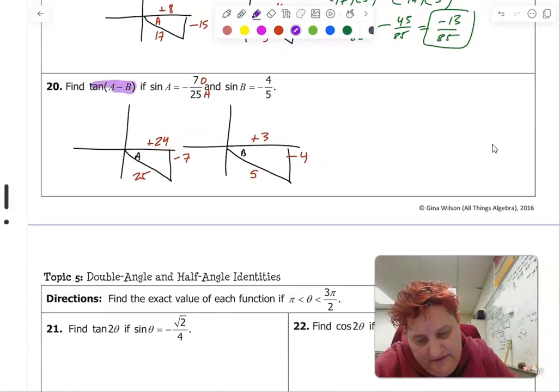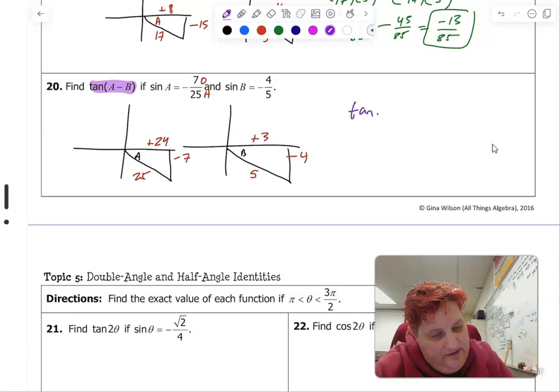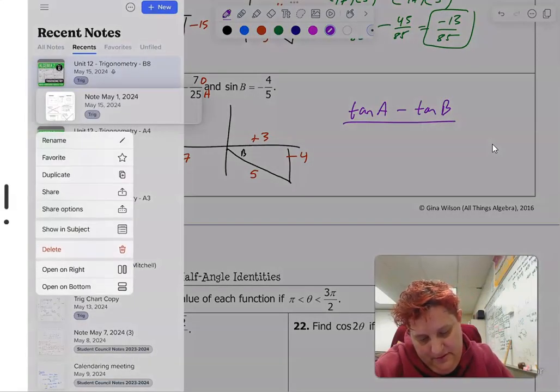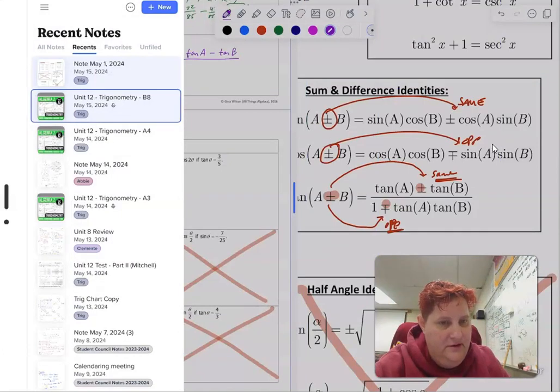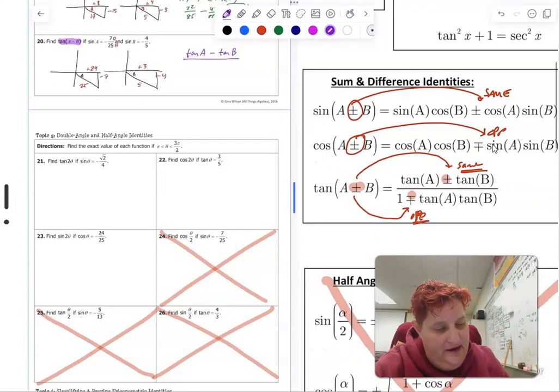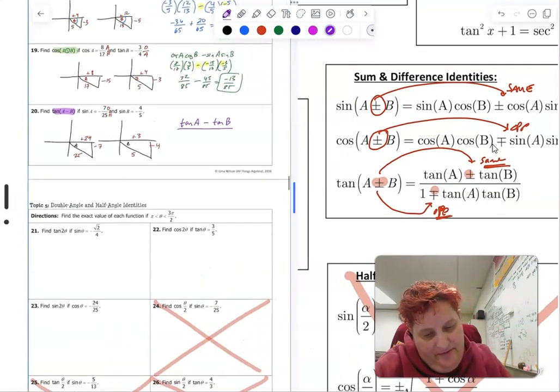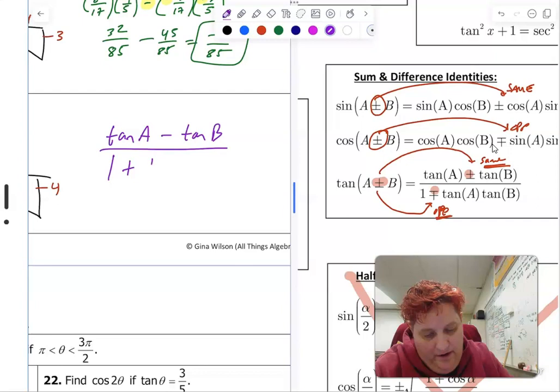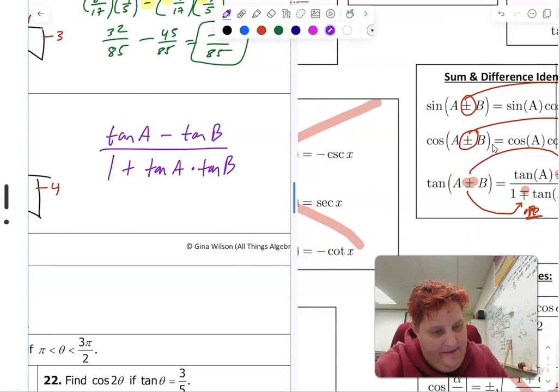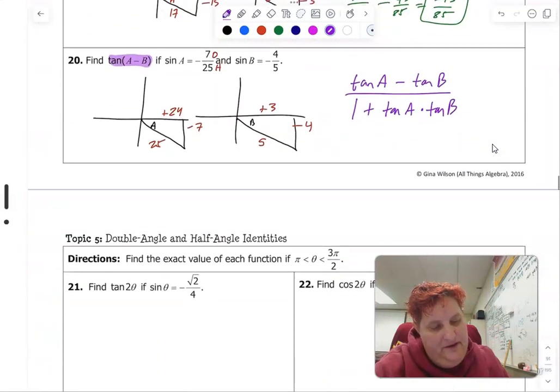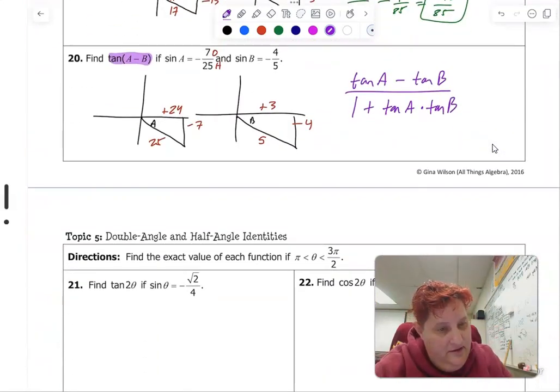I look at what it's asking me to find: tan of A minus B. So I'm going to go tan A minus tan B. Okay, this is on our paper. Let's go ahead and open that up so that we can see it. Tan A minus tan B, and then 1 plus tan A times tan B. So directly off my paper, tan A minus tan B over 1 plus tan A times tan B. Okay, let's put everything in and then we'll talk about how to do the calculator on that.